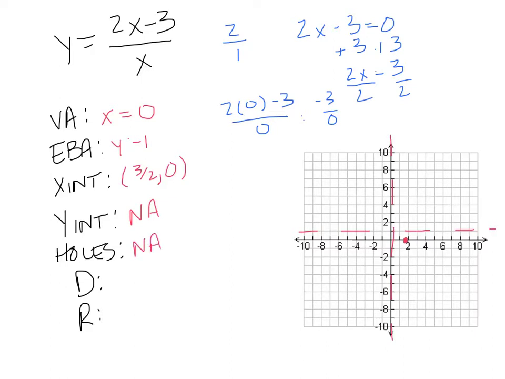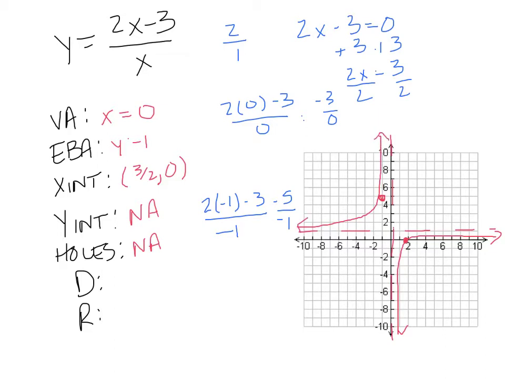Now this just gives me enough information to do one of my branches. I need to find the second branch. So I'm going to choose something. I'm going to choose negative 1. That means I have 2 times negative 1 minus 3 over negative 1, which is negative 5 over negative 1, which is 5. So the point negative 1, 5 is on my graph, which means I know where the second branch is. It's up in that top quadrant there.